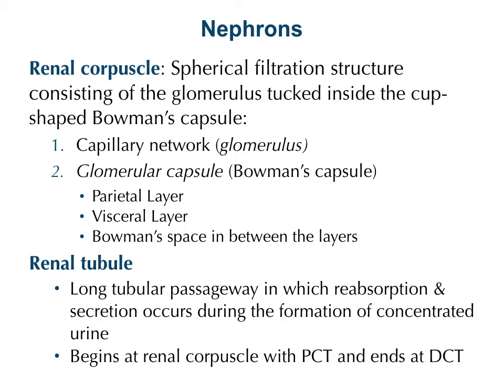The other main part of the nephron is the renal tubule, which is a long tubular passageway in which renal absorption and secretion occurs during the formation of concentrated urine. It begins at the renal corpuscle and is contiguous with the proximal convoluted tubule and ends at the distal convoluted tubule.